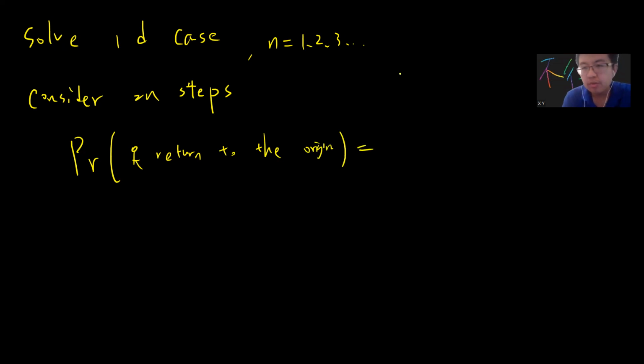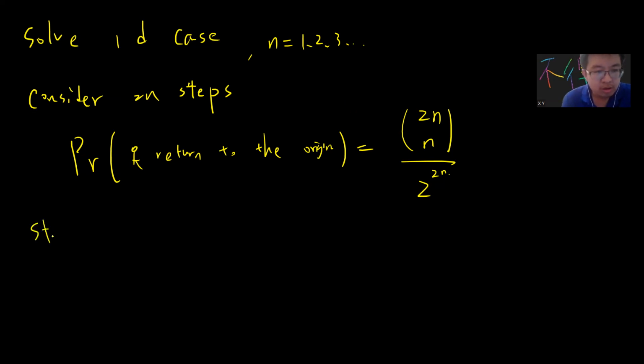This is very simple, right? In order to return to the origin, it must choose n steps to the right and another n steps to the left. So the probability is 2n choose n over 2 to the 2n.